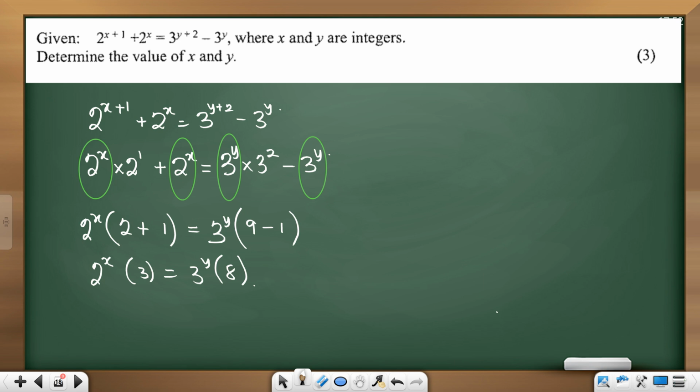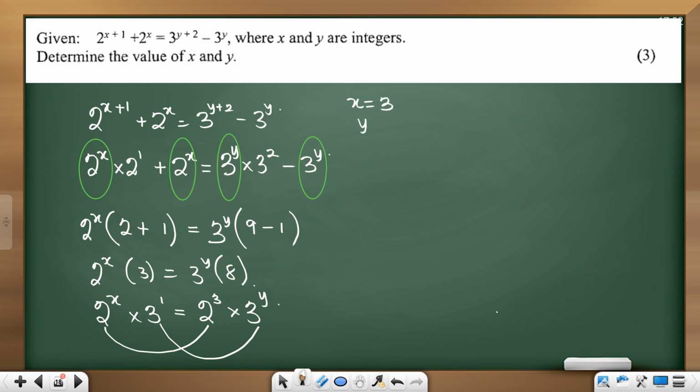All right, let's check this. Now, from here, there are two ways of doing this. But let's do this. 2^x times 3^1 can be written as 2^3 times 3^y. Do you notice, look at the left and the right-hand side. The bases are the same. So what we do is we compare the exponents. This is one way of doing it. It means that therefore x equals 3 and y equals 1. That is one way of doing it.